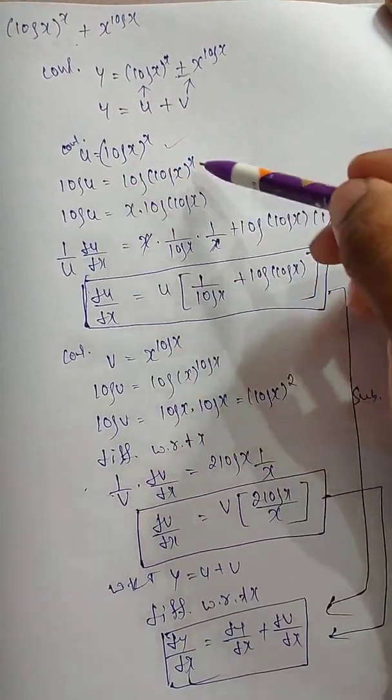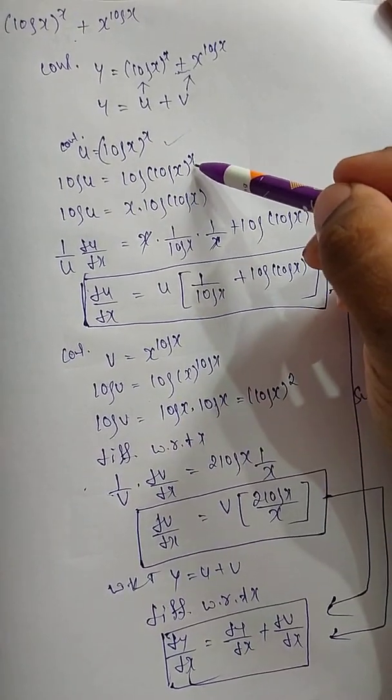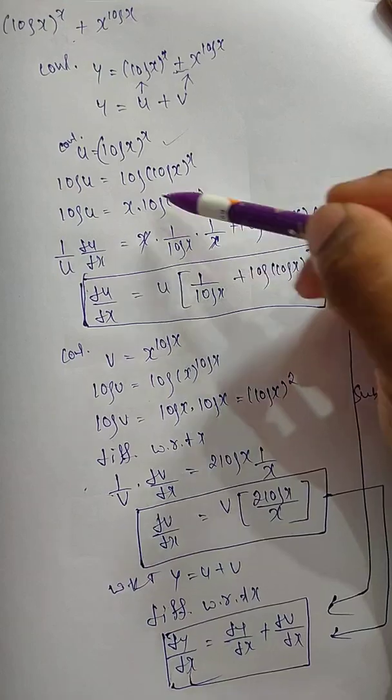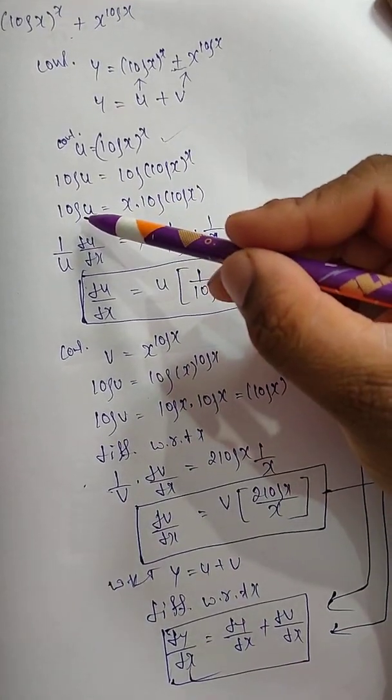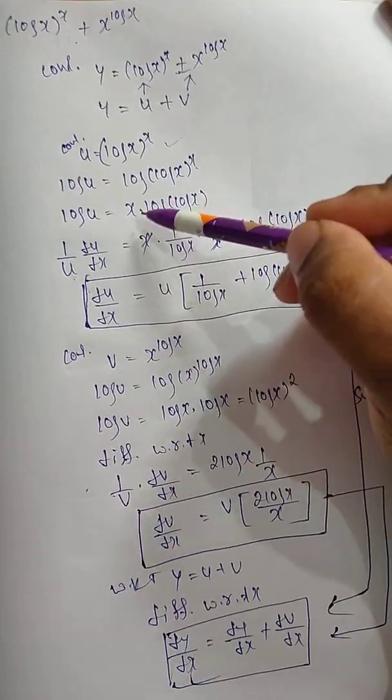So we are applying the log on both sides. Log u is equal to log of log x to the power of x. We are applying the third property of logarithm. So log u is equal to x into log of log x. Differentiate with respect to x. The differentiation of log u is 1 by u into du by dx. Keep x as it is.